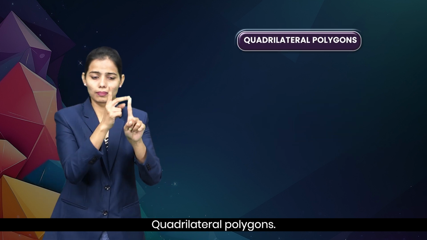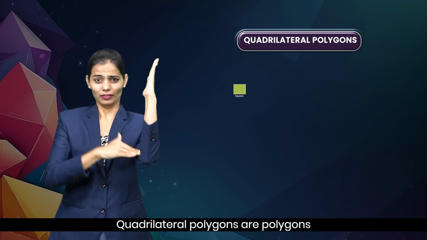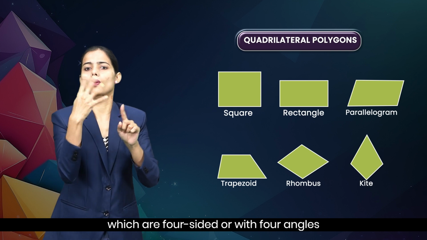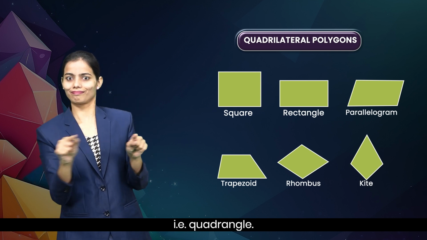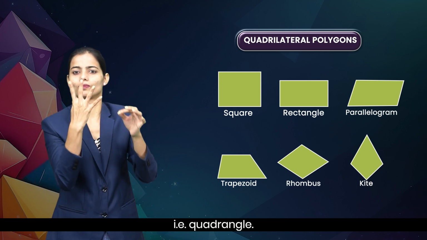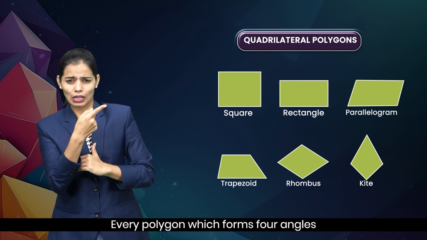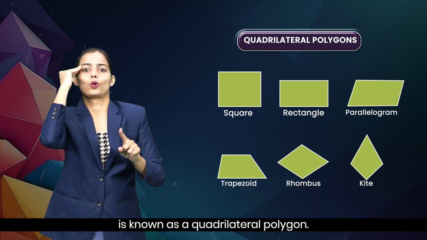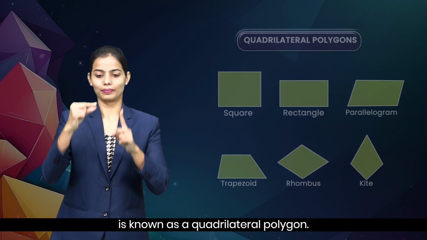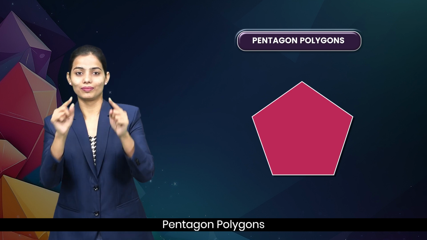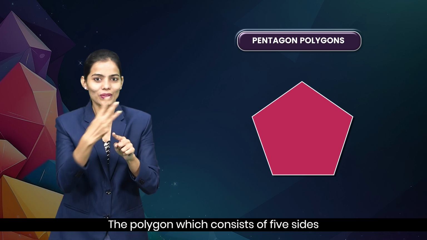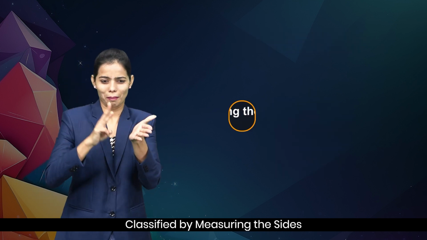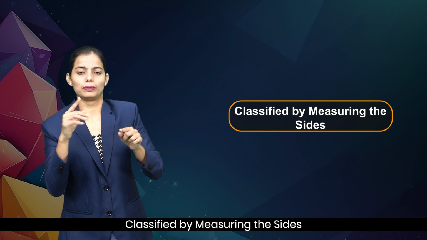Quadrilateral polygons. Quadrilateral polygons are polygons which are four-sided or with four angles, that is, quadrangle. Every polygon which forms four angles is known as a quadrilateral polygon. Pentagon polygons. The polygon which consists of 5 sides is termed a pentagon polygon.